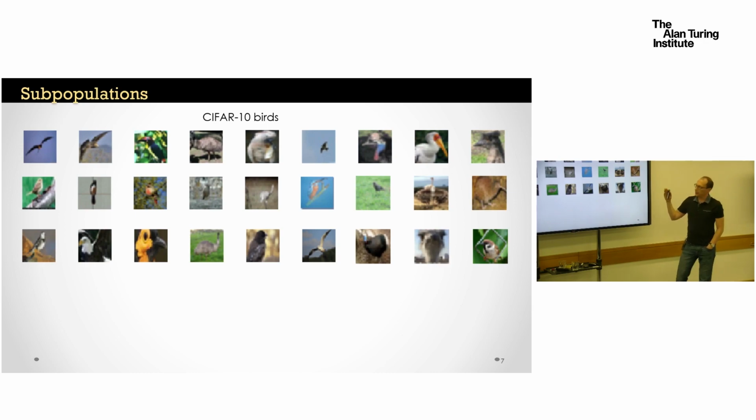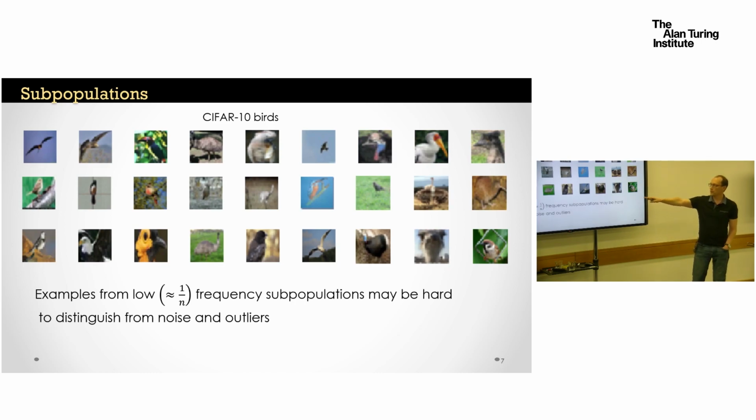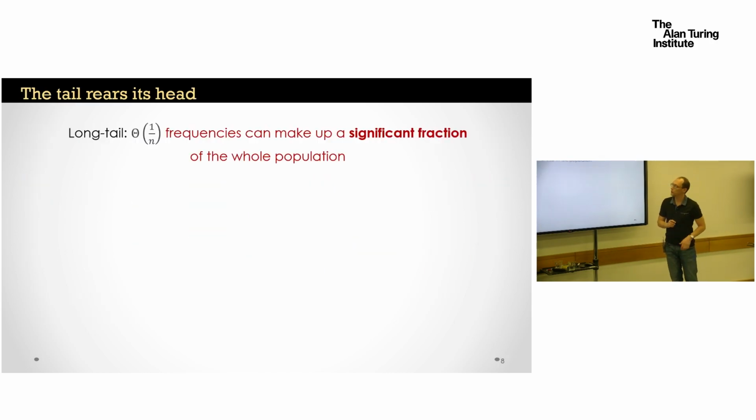And similarly, when you have very low confidence in a certain area, you would not be able to tell a noisy example from a correctly labeled one. So as I said, these examples from these low frequency subpopulations may be hard to distinguish from noise and outliers. Now the question: are these relatively low frequency subpopulations important for the overall task of prediction? That depends on the distribution of frequencies of subpopulations in the data distribution.